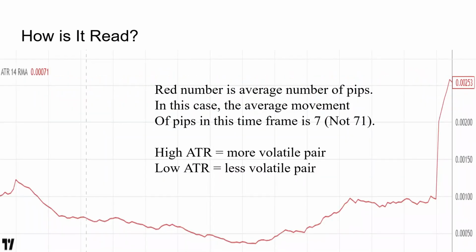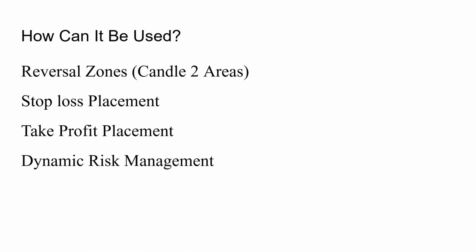So how do we read it? If you pop it on your TradingView chart and just type in average true range, it's going to pop up. It'll be this red number that will appear on your chart, and it will show you the number of pips that a pair moves in any given time frame. In this case, it will be 7, not 71. So you'll kind of have to use common sense, or you could just measure the pair real quick and see how far it has moved. If a pair has a high ATR, that means it's more volatile, and a lower ATR means it's less volatile. It will depend on what time frame you're on because it will change every time you change the time frame of the chart you're looking at.